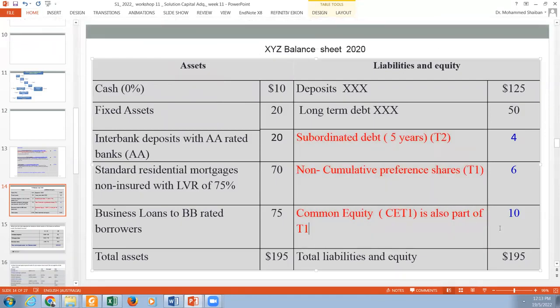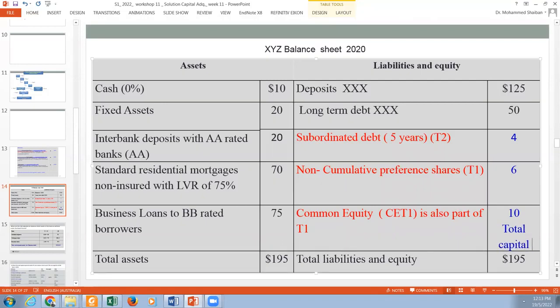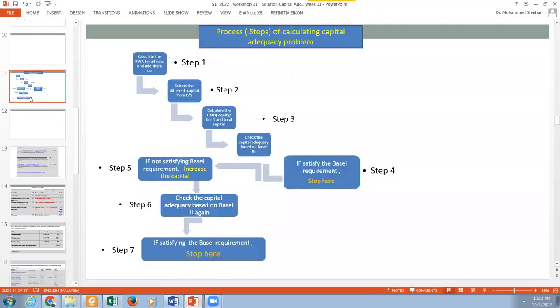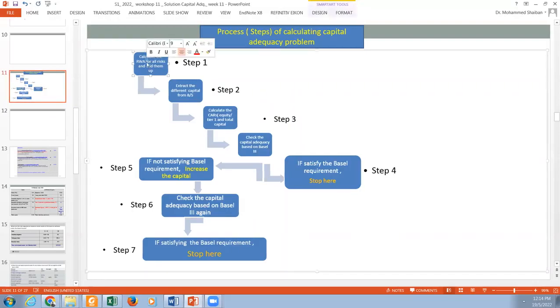So I can say total capital is 20. Now, if you are following this step, I already finished step 2. I already have the capital, and the capital is divided for me. My problem is to calculate the risk-weighted asset, and this is what we are going to do.